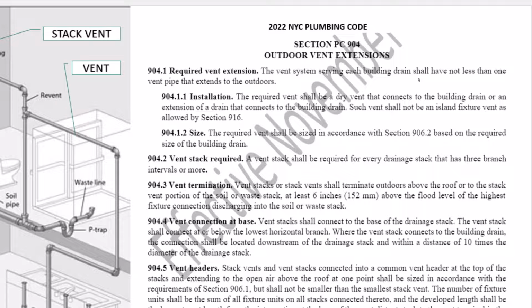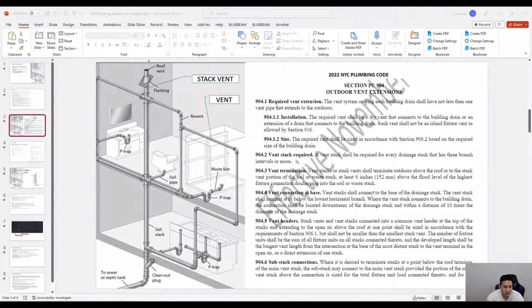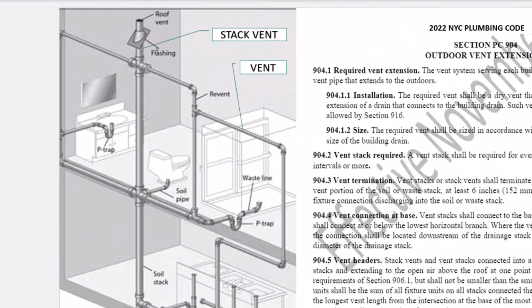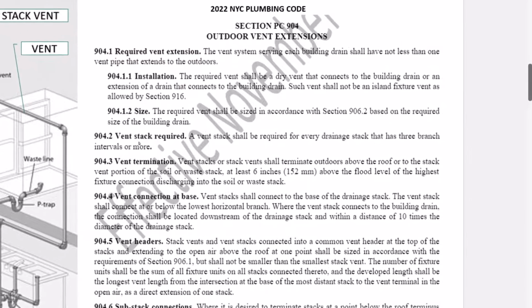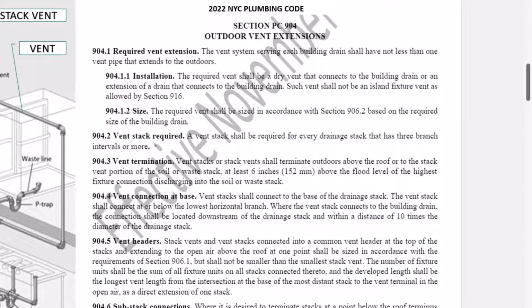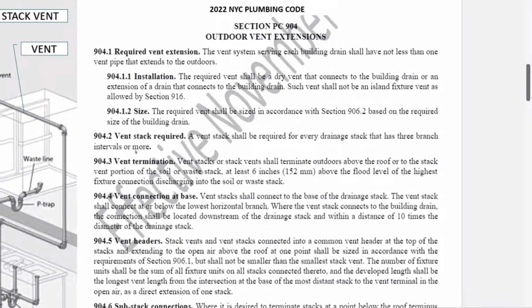You need at least one vent pipe that extends to the outdoors, such as in this diagram here, this would be the extension to the outdoors. So this flashing is basically on the surface of the roof, and this opening here would be above the roof and outdoors. So this is when a vent stack is required. A vent stack shall be required for every drainage stack that has 3 branch intervals or more.